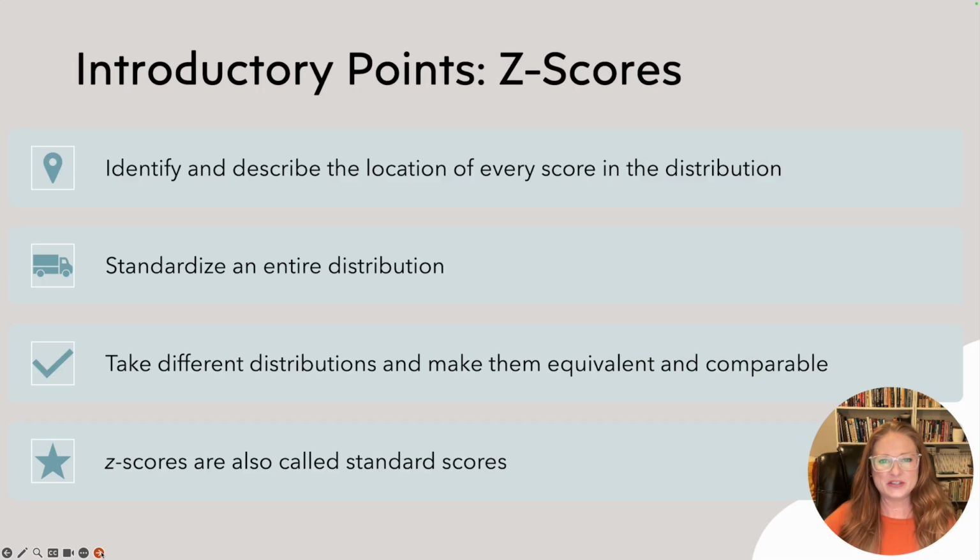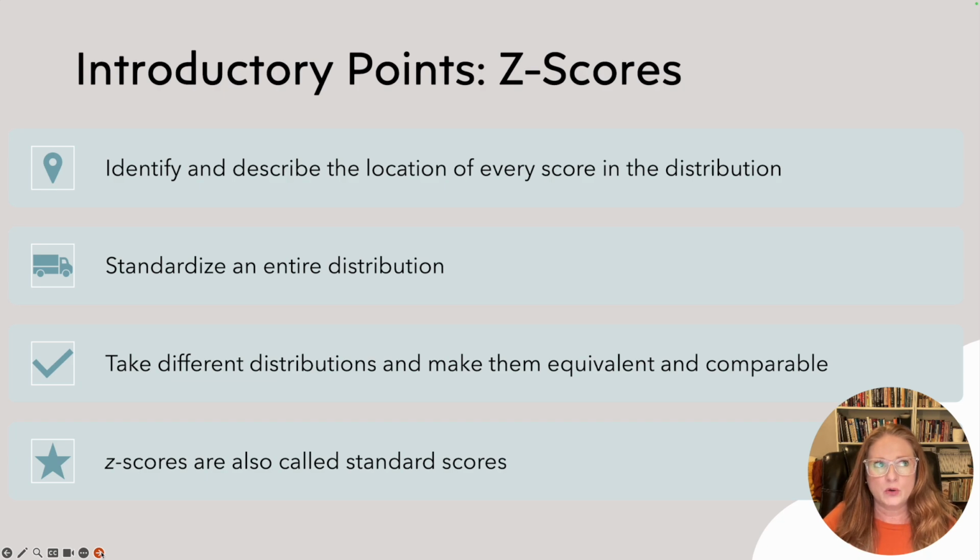Okay, so some introductory points with Z-scores. They do help us identify and describe the location of every single score on a distribution. So when we think distribution, think that normal curve or that normal distribution. Don't think skewness, think perfect symmetry, okay?